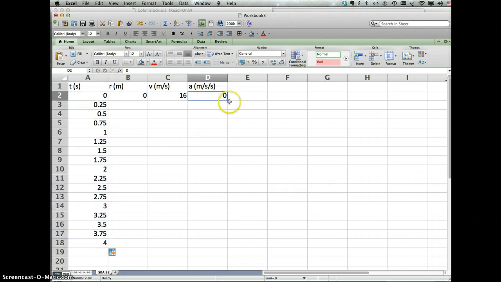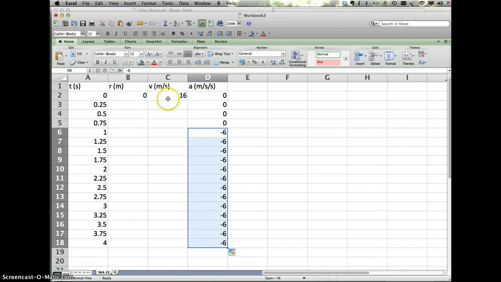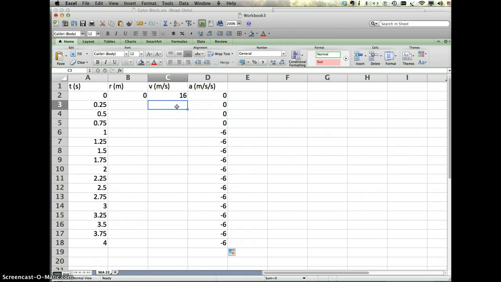So it's 0, and if I ever want to copy a single cell, that same value, I can highlight that cell, go to the bottom right hand corner, drag down, and there I have zeros. And then now I want to put in a negative 6, and then I'll highlight that and drag that down. And then now we start going to the definitions of various things.